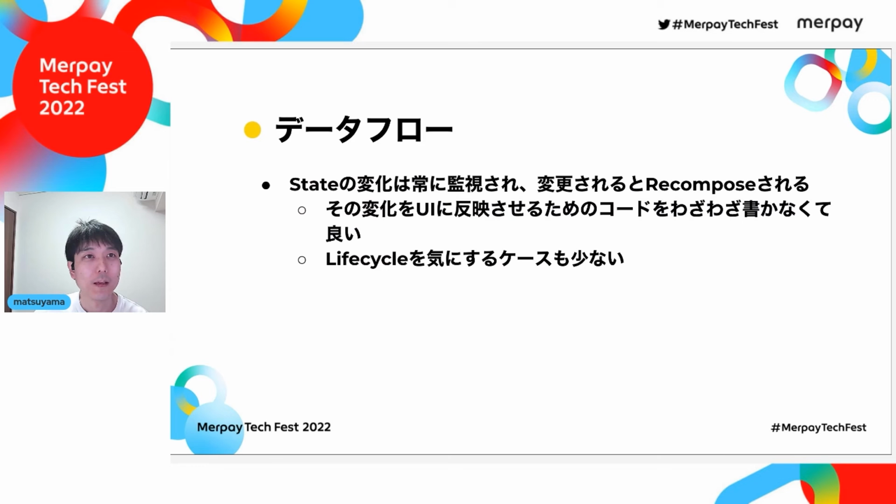So next is I don't have to write the code for data monitoring. In Jetpack Compose, state changes are monitored on their own and recomposed when changed. So it is no longer necessary to manually collect each state. And also, since recompose is only applied while the UI is alive, there's almost no need to worry about lifecycle around it.